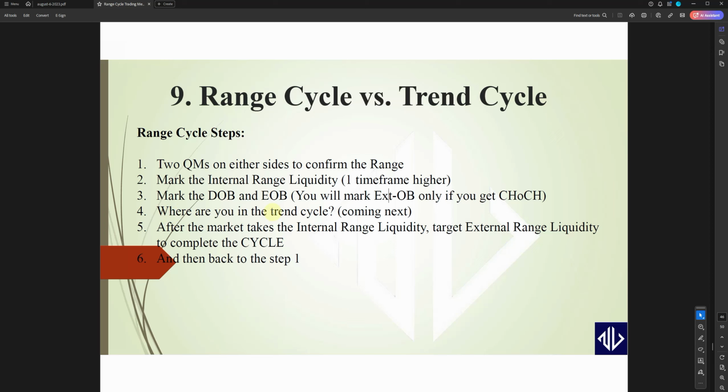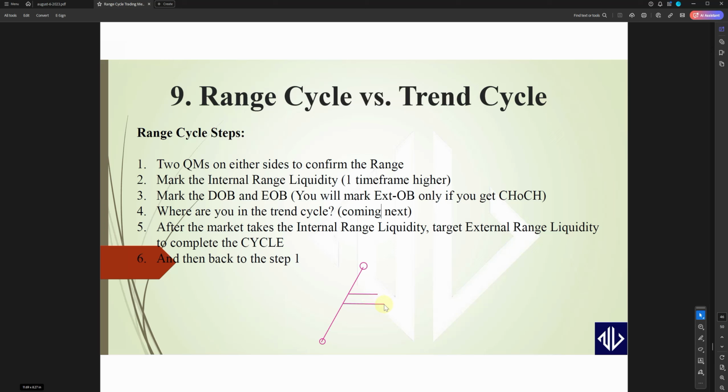And where are you in the trend cycle? This is the next one. After the market takes the internal range liquidity, target the external range liquidity to complete the cycle. So look here. If this is the range, and you know that the range confirms with two QMs, so QM is here and QM is there, and we mark the internal range liquidity.